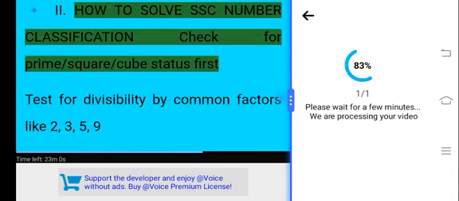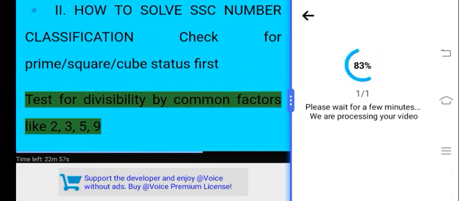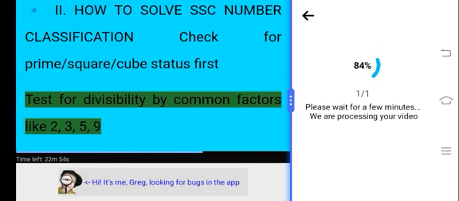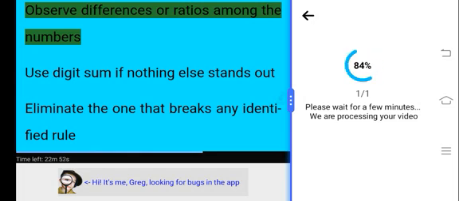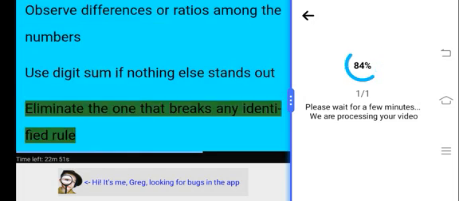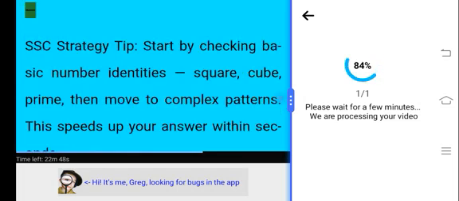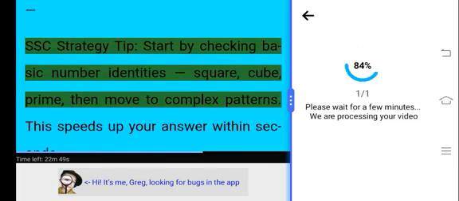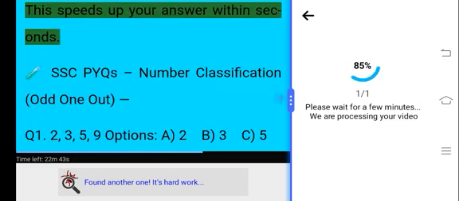How to solve SSC number classification: check for prime, square, cube status first. Test for divisibility by common factors like 2, 3, 5, 9. Observe differences or ratios among the numbers. Use digit sum if nothing else stands out. Eliminate the one that breaks any identified rule. SSC strategy tip: start by checking basic number identities, square, cube, prime, then move to complex patterns. This speeds up your answer within seconds.